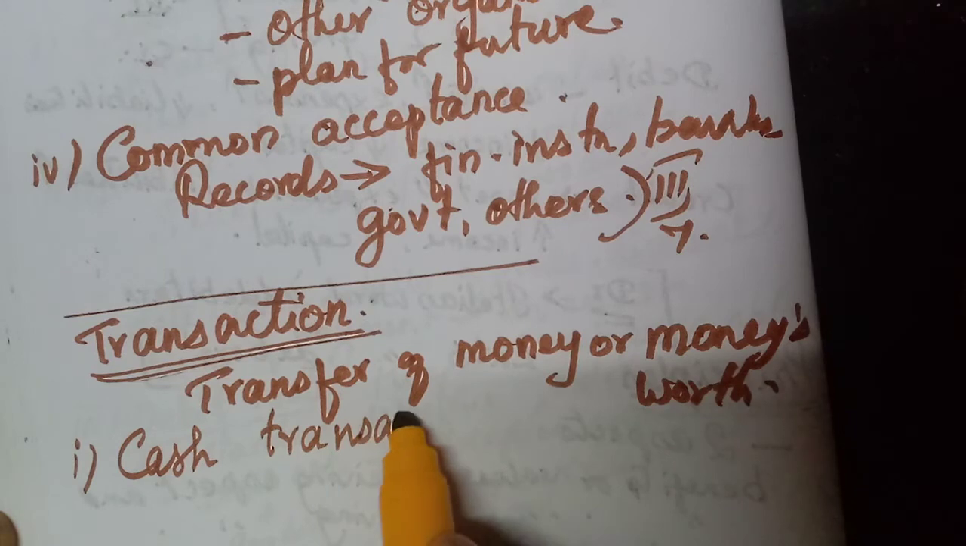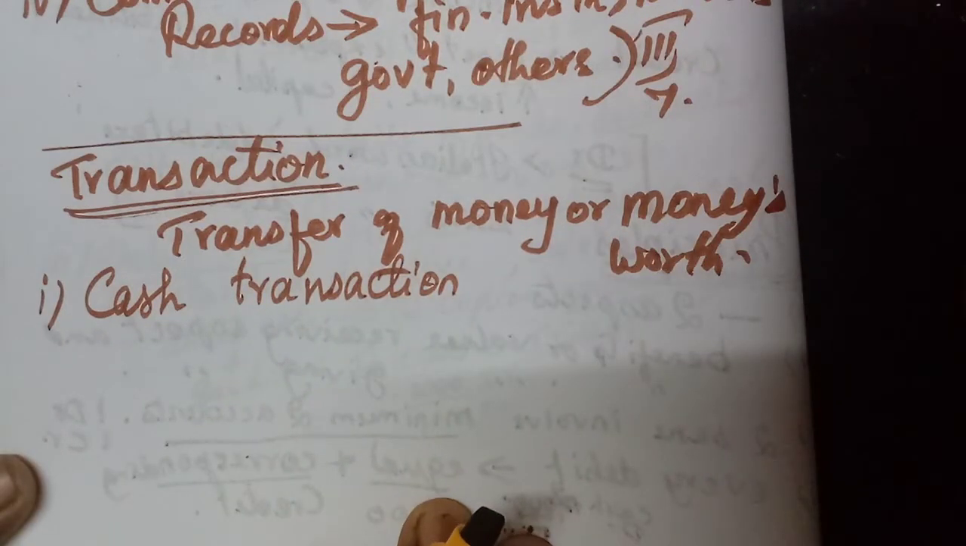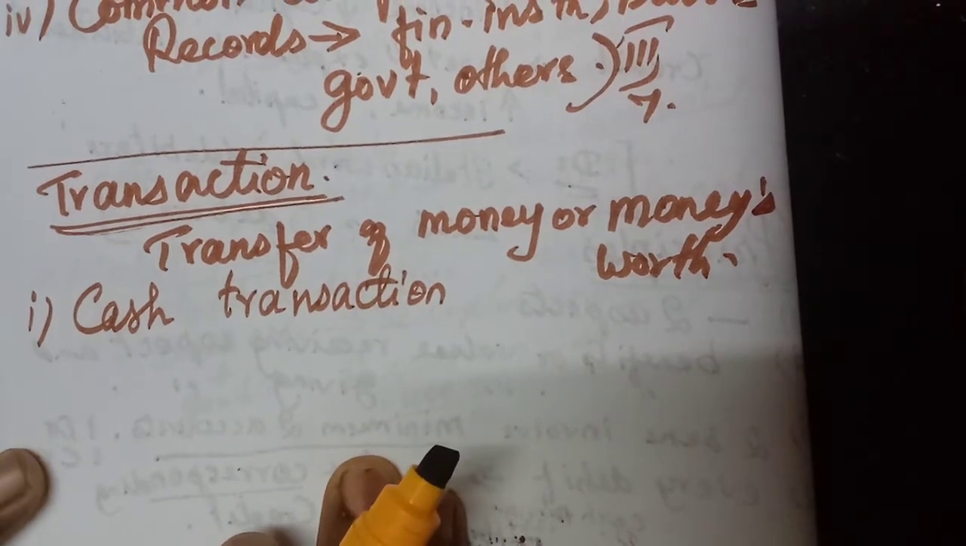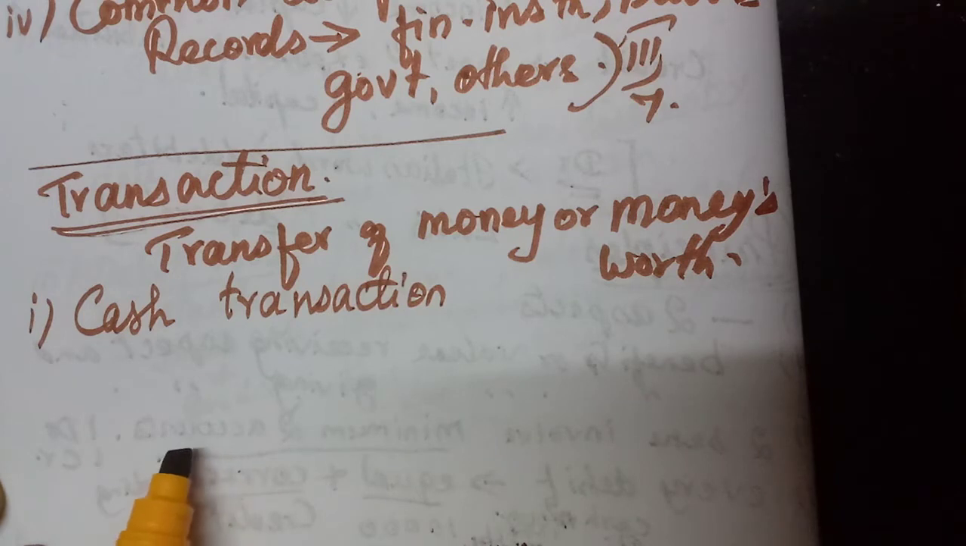Cash transaction and credit transaction only we have studied till last year, but in this new syllabus they have given 3 transactions: cash transaction, bank transaction, and credit transaction. So first we will learn the cash transaction.